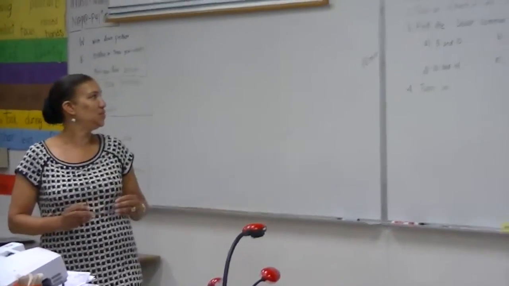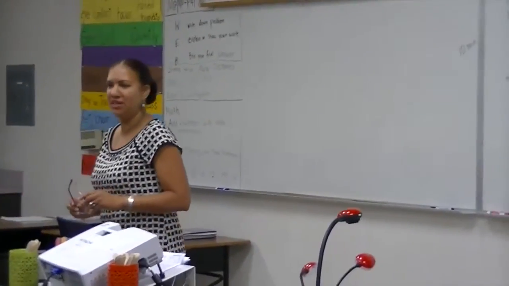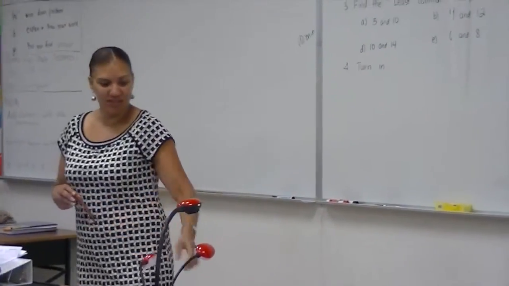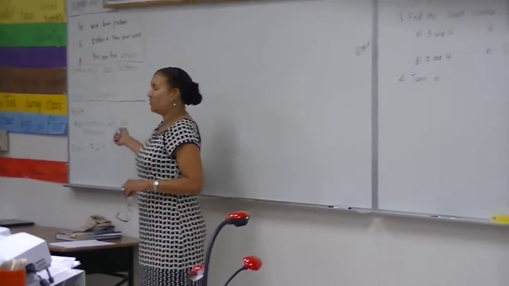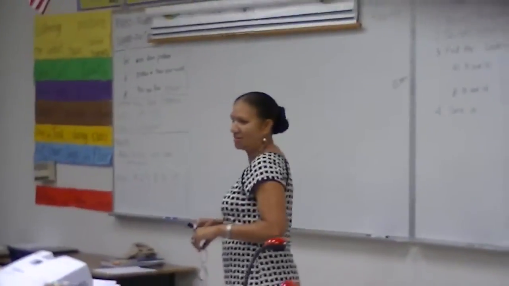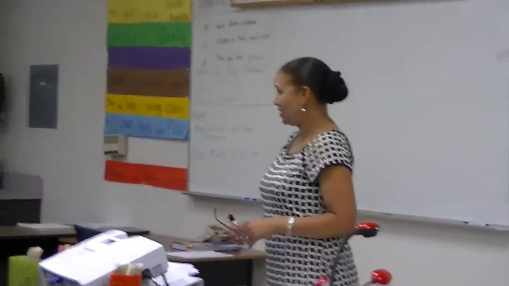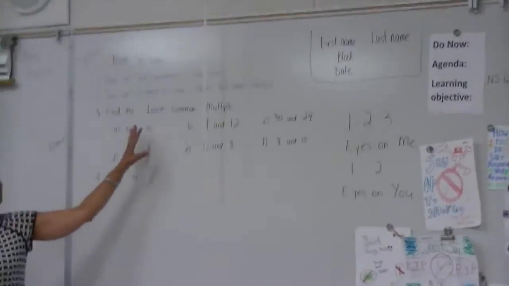So I'll give you a few minutes to warm up with finding the least common multiple, and then we will move into how to add and subtract with unlike denominators. So we're going to add and subtract fractions with unlike denominators, meaning the denominators are not the same. And as we know from 4th and 5th grade, you cannot add and subtract fractions that do not have the same denominators.